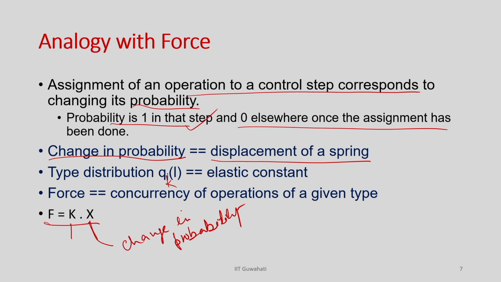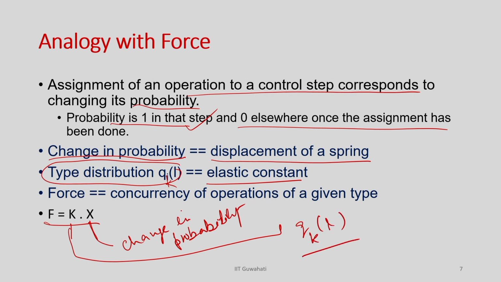So, here this type distribution QKL is my elastic constant, right. So, this is basically the type distribution QKL. So, that is the type distribution. I am going to multiply the change in probability with this type distribution, because that is going to get impacted, and that is the constant value we have already obtained by distributing that operation with equal probability in all the timestamps where it can schedule. So basically that becomes my elastic constant in this equation, right. I am just trying to correlate the value that I have already calculated with this terminology.